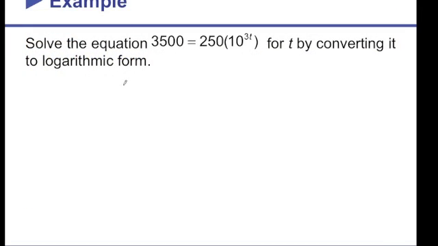We're going to take the equation 3,500 equals 250 divided by 10 times 3 to the t. The t is in the exponent. First thing we do, we've got the exponent term on one side by itself. We're going to divide by the 250. When we divide by that, we find out that 14 equals 10 to the 3t.